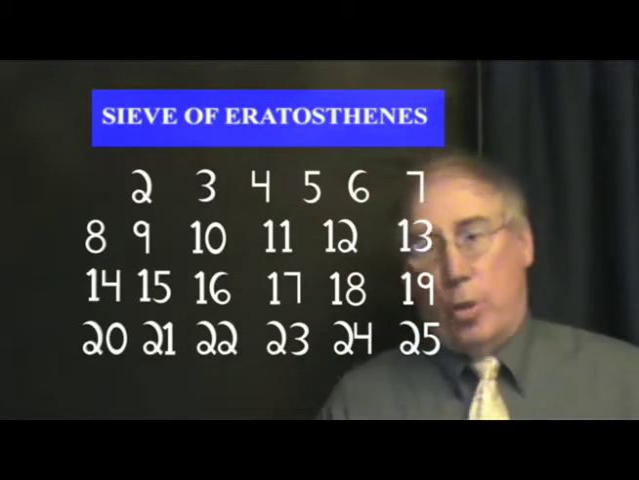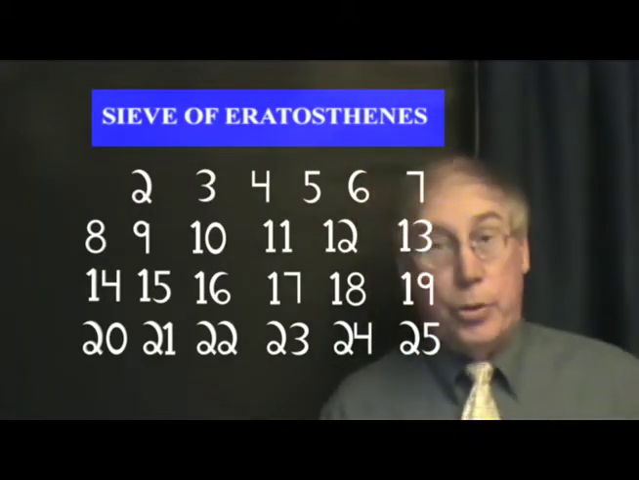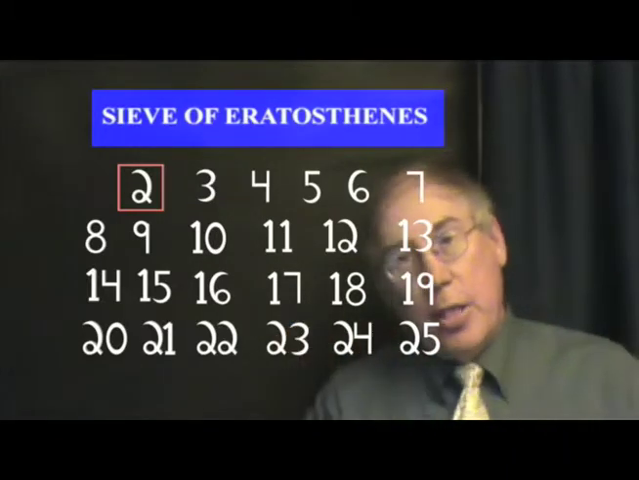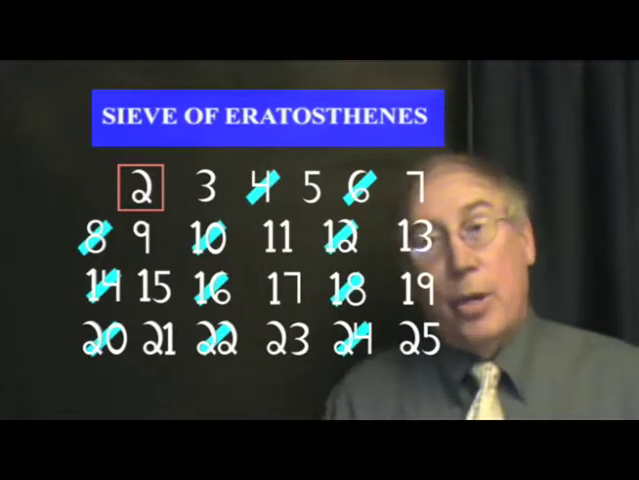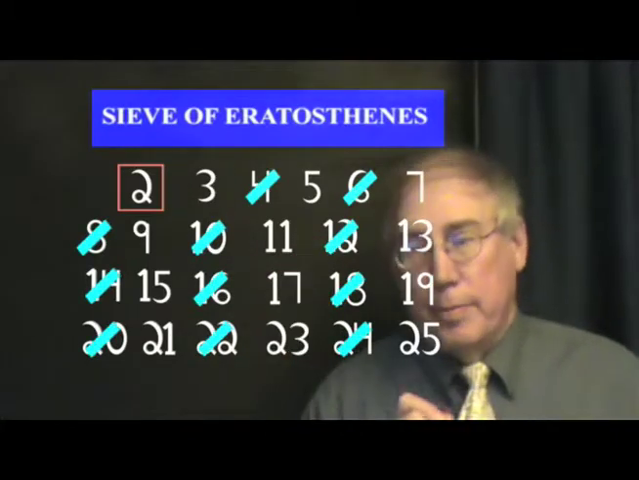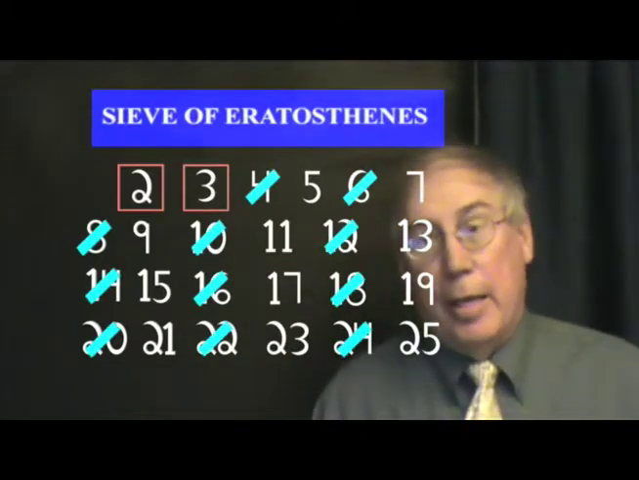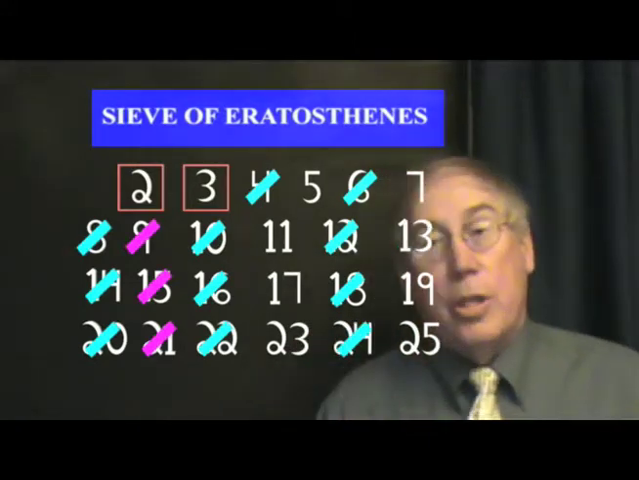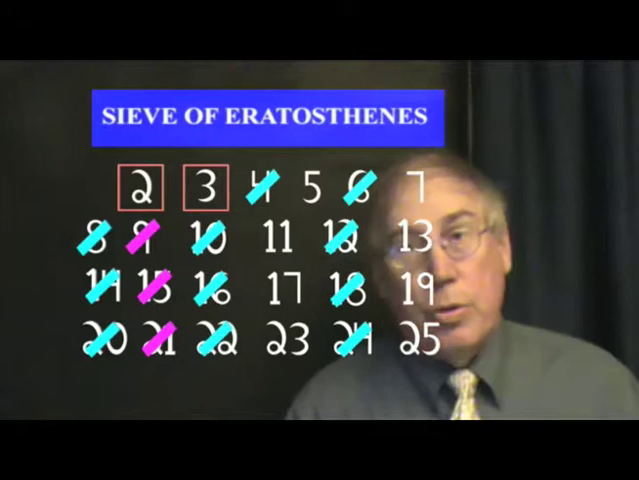Now, this is how this works. Take the first prime number, 2. Divide 2 into all the numbers and see which ones it goes into evenly. And the ones it goes into evenly, cross them out. 3, do the same thing. It's the next prime number. See which numbers it divides into evenly and cross those out.